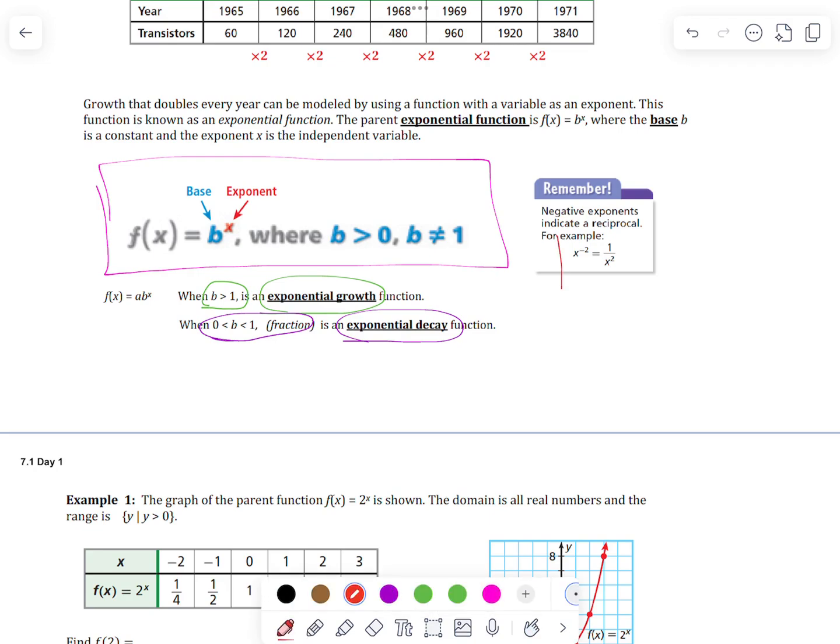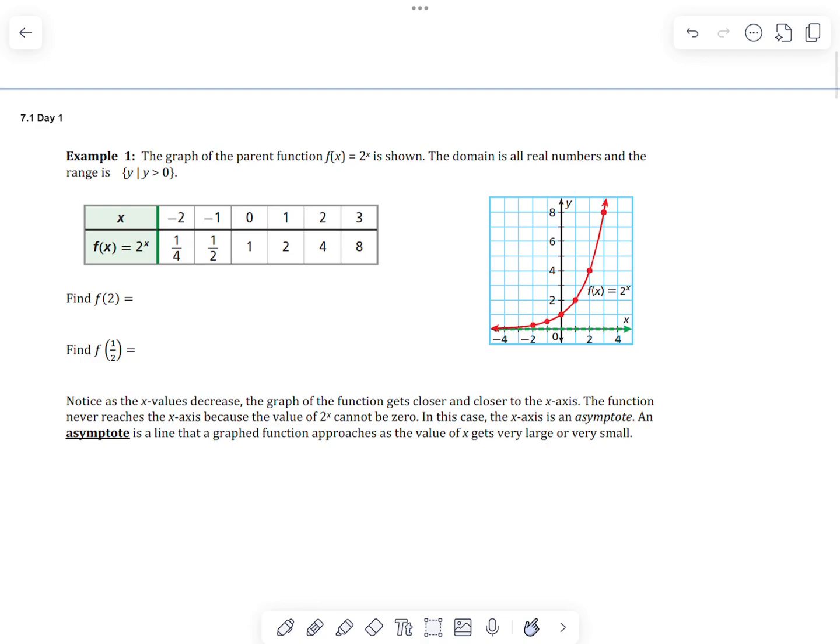The last thing on this slide to note is when you have a negative exponent, what you can do is flip that base and you would now have a positive x. Example 1 says graph the parent function of f of x equals 2 to the x. So what we do is we evaluate the exponent.